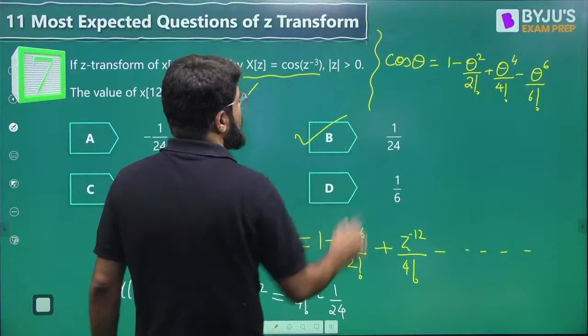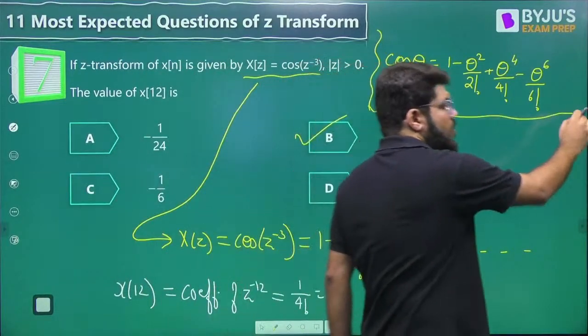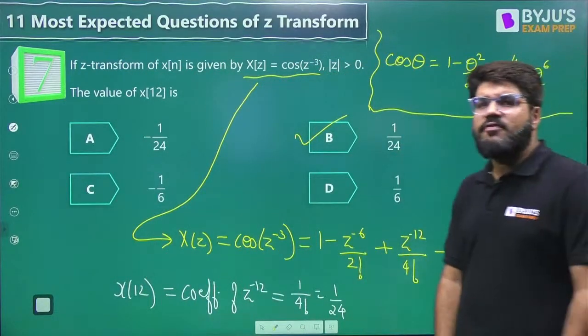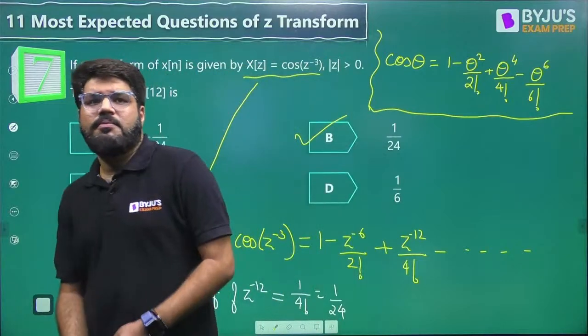So option number B you can mark here. Is that okay, everybody? Option number B you can mark here.